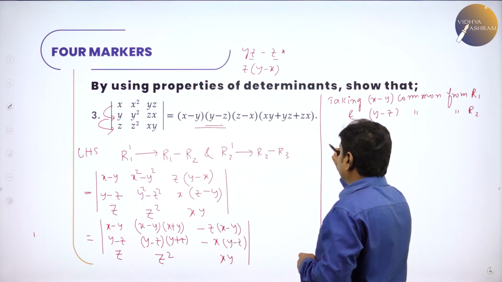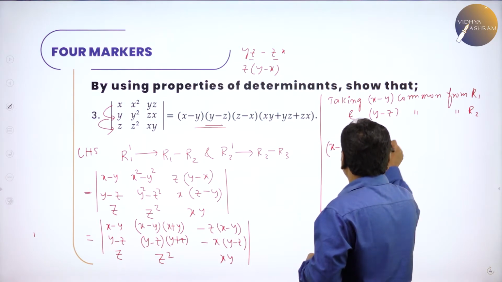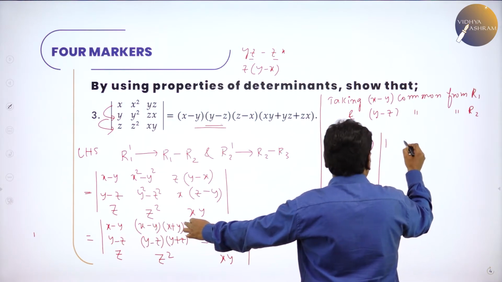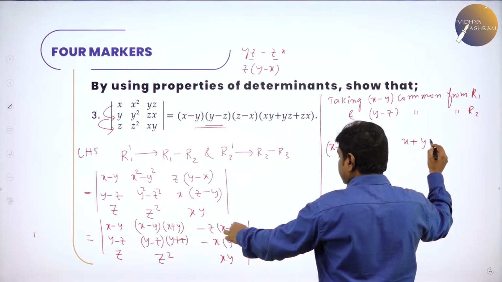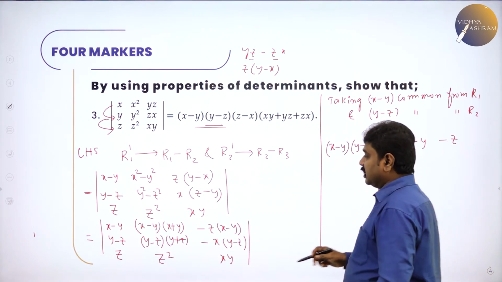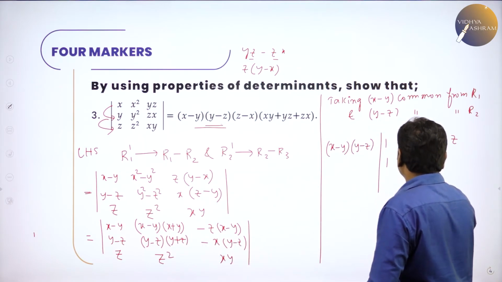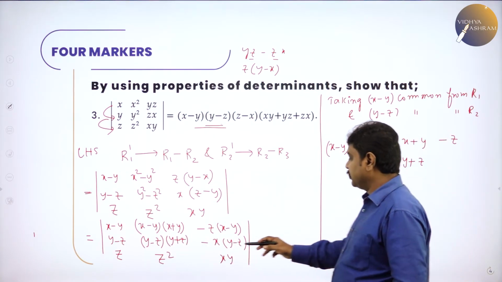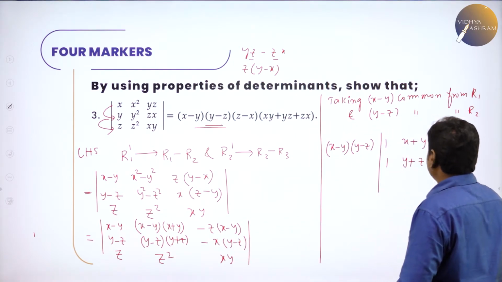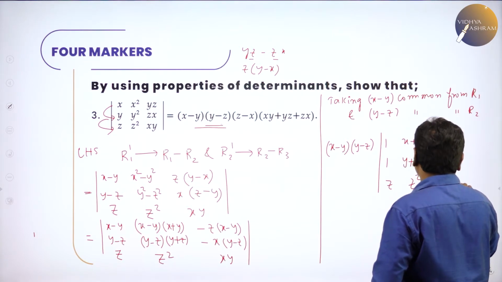If I do that, I'll have x minus y out and y minus z out. So x minus y, when you take common from the first row, it will become 1 and this will become x plus y and this will become minus z. Second row, the first element becomes 1 and because we have taken y minus z out, it will become y plus z. Then the last element becomes, since we have taken y minus z, minus x. And the last row, z square xy, will be as it is.